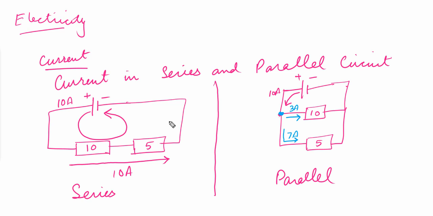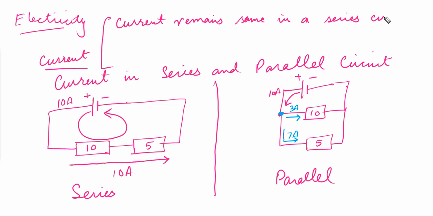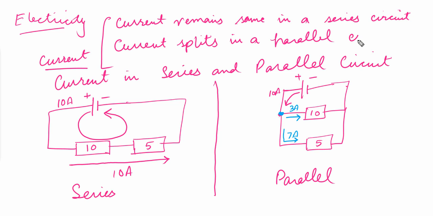So conclusively I can write here: current remains same in a series circuit, and current splits in a parallel circuit. So this is basically the basics of current. Now in the next one we'll move on to the potential difference.